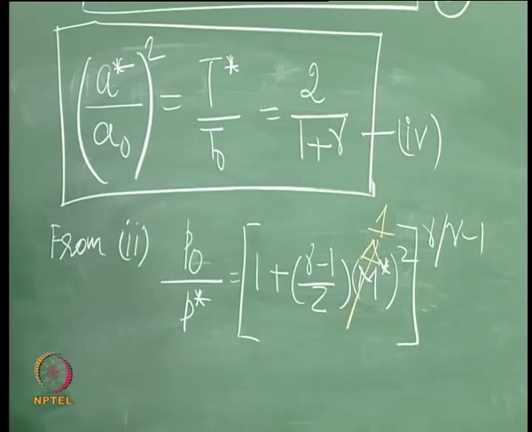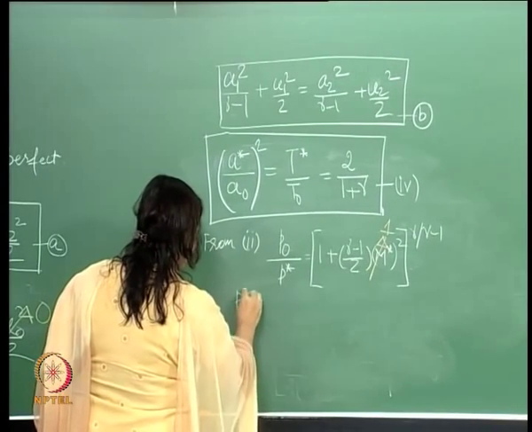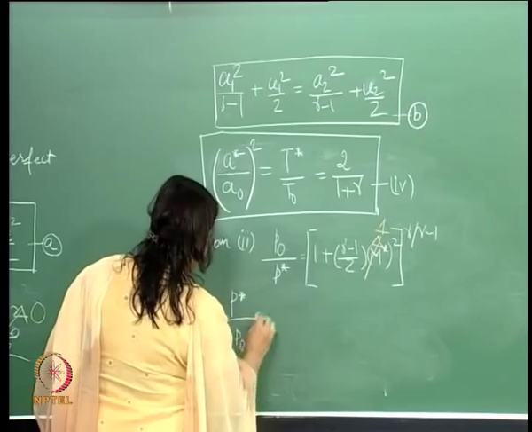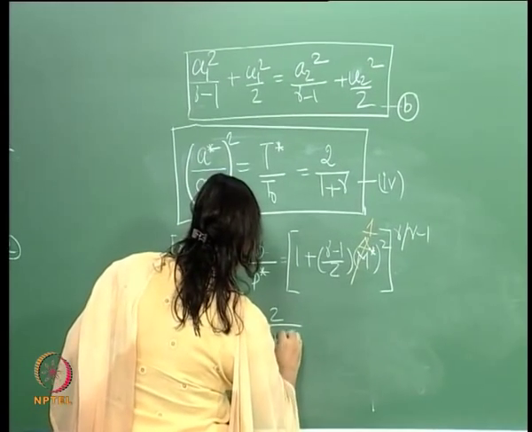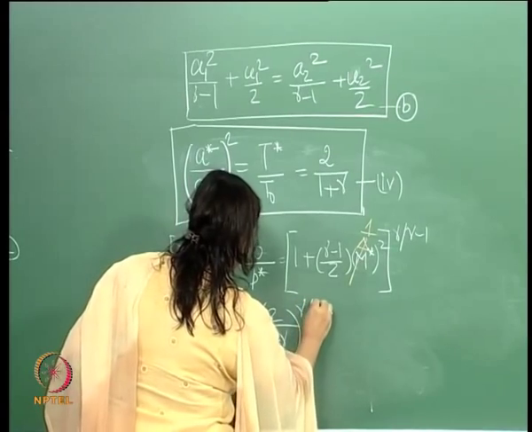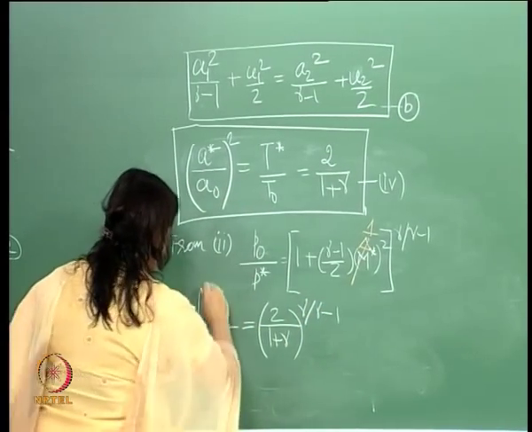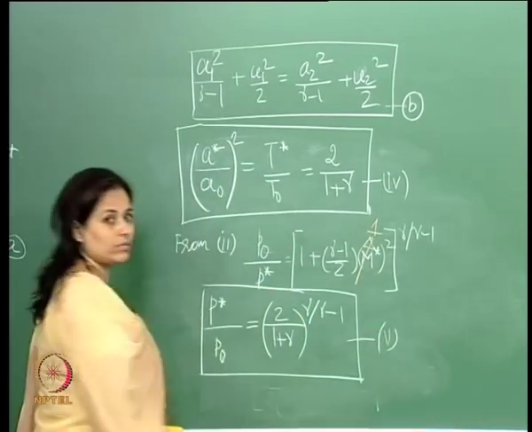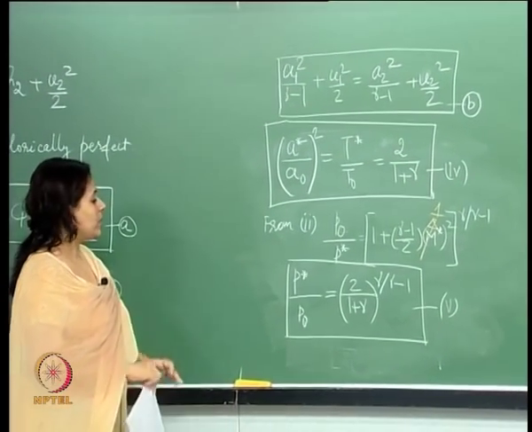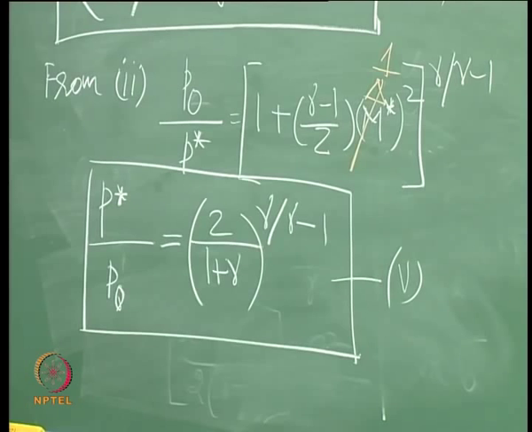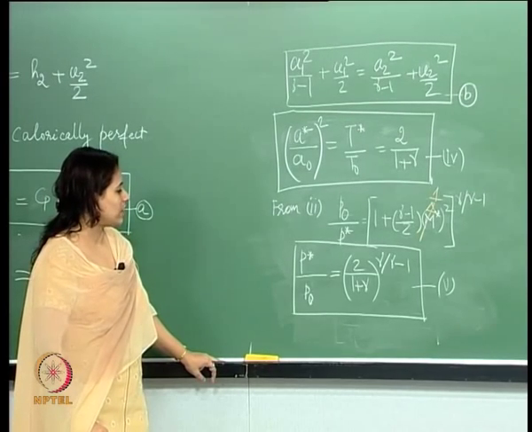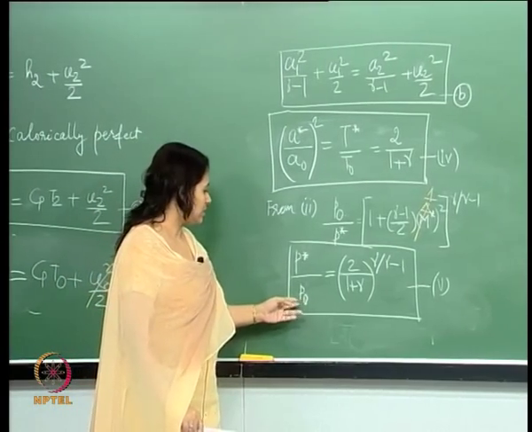So therefore what we get over here, if I may just write it like this, is P star by P naught equals 2 by 1 plus gamma to the power gamma by gamma minus 1. So this is the relationship. Similarly, we'll do the similar exercise for the density, and we'll find out the relationship between the throat condition and the reservoir condition.